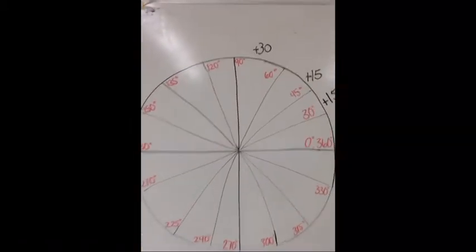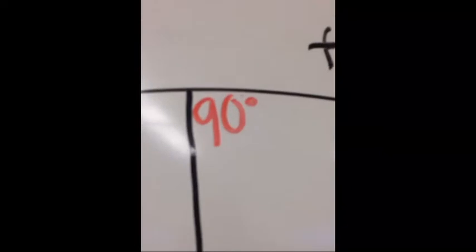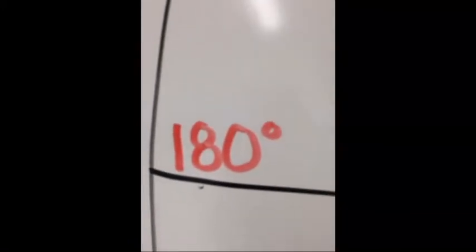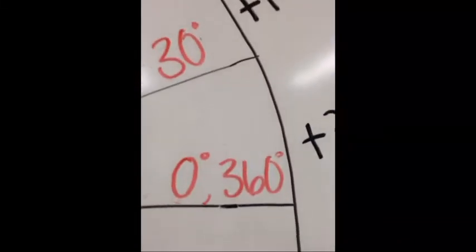Continuing this pattern, you'll start from 90. You'll add 30 to 90 and get 120. You'll add 15 to 120 and get 135. Add 15 to 135 and get 150, and add 30 to 150 to get 180. You'll continue this pattern all the way throughout the whole circle until you get 360 degrees.